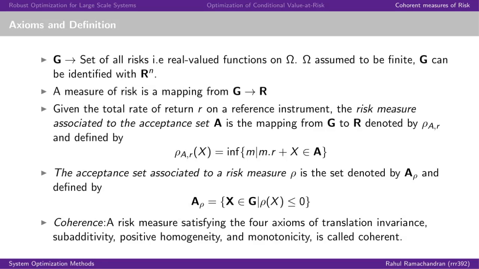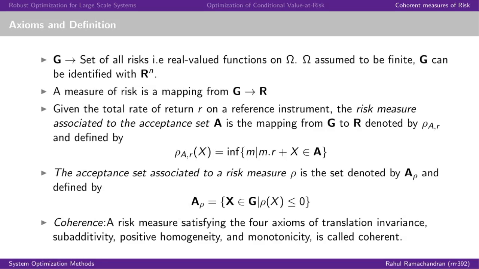Now we move on to the third paper. The next paper we talk about is called Coherent Measures of Risk. A set G is defined, and it is the set of all risks, which are real valued functions on some finite omega. G can be identified with Rn. A risk measure maps the set G to the real space.